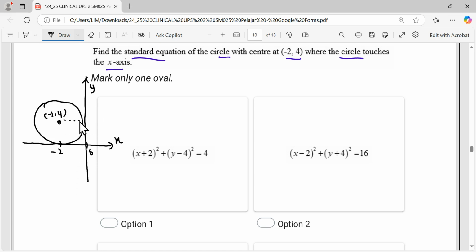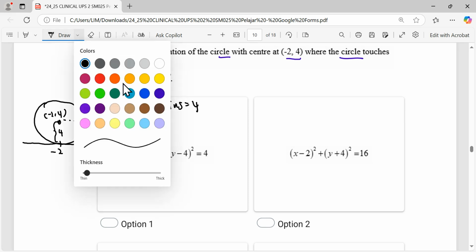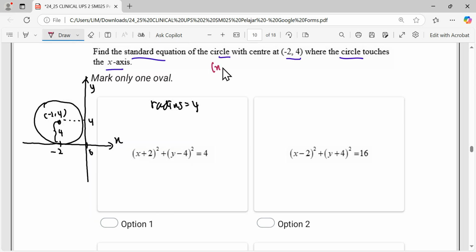So what can you read? This is 4, which means that this distance is 4 units. So your radius is 4 units. In standard form, it will be x minus h squared plus y minus k squared equals r squared.